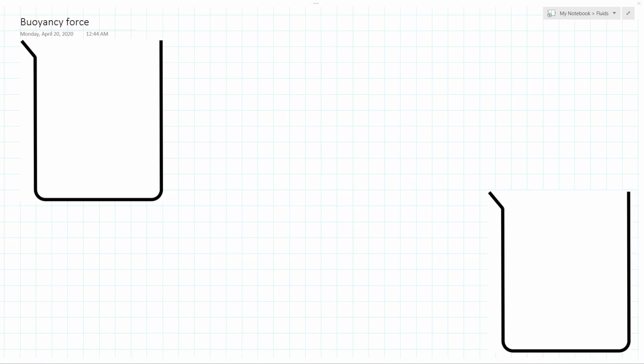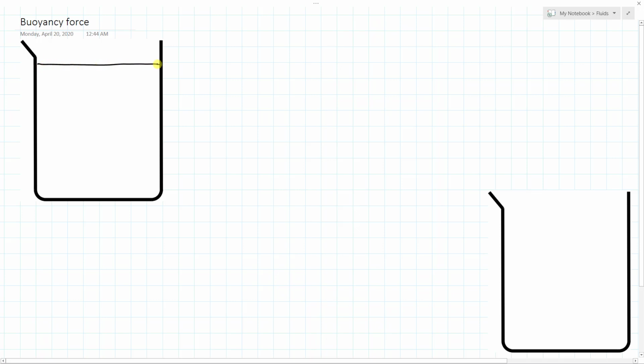So let's discuss buoyancy force. Buoyancy force is a force that is exerted by a liquid or a gas against anything that is inside of the volume of this liquid or gas. So over here we have a beaker. So let's fill the beaker with some liquid. Let's say the liquid fills up here.